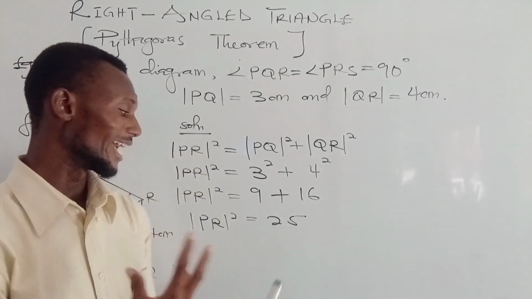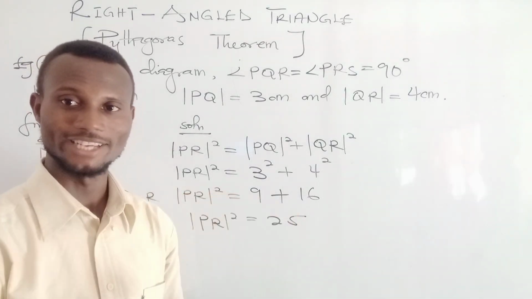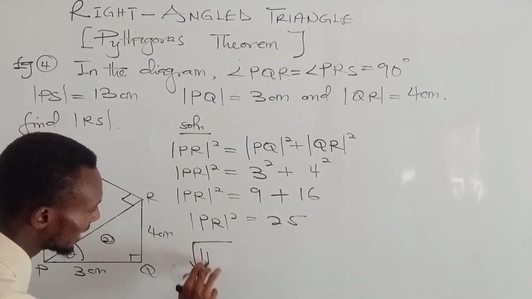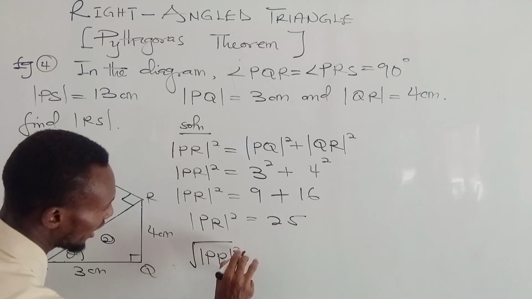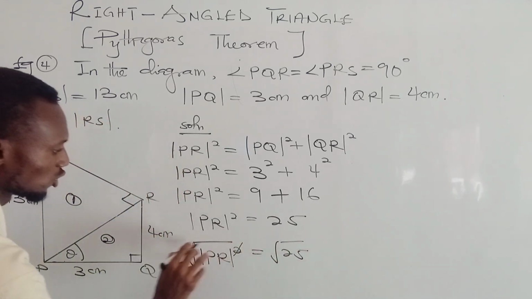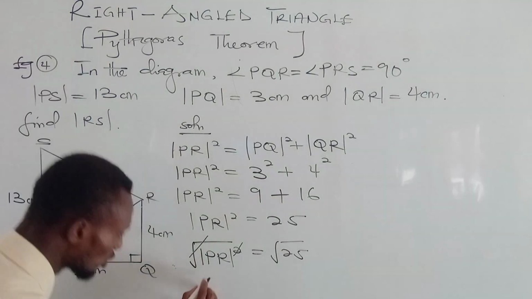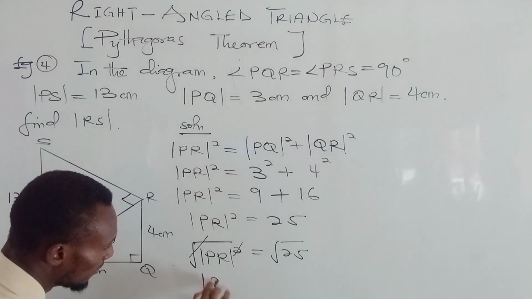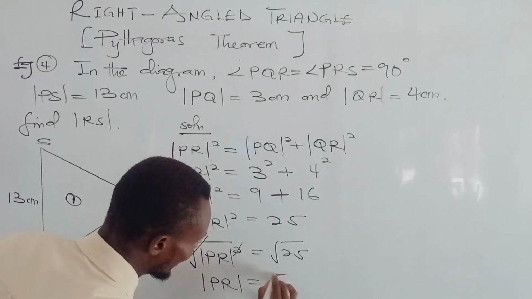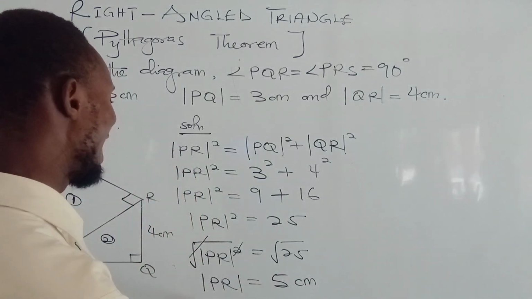For you to eliminate the power 2, you need to take the square root of both sides of the equation. So I'll take the square root of line PR squared equals the square root of 25, so that this power 2 can cancel the square root sign away. I hope you understand up to this point. So I'll have line PR equal to the square root of 25, which is 5. So I'll have 5 centimeters for line PR.